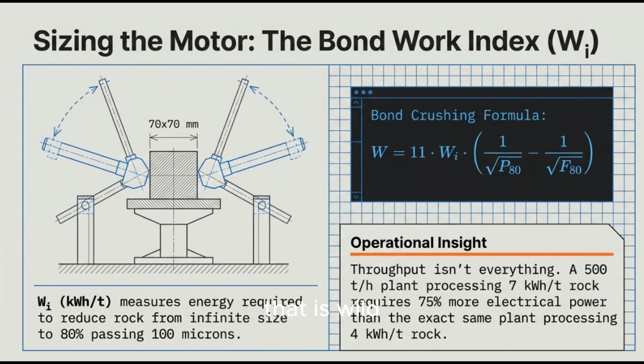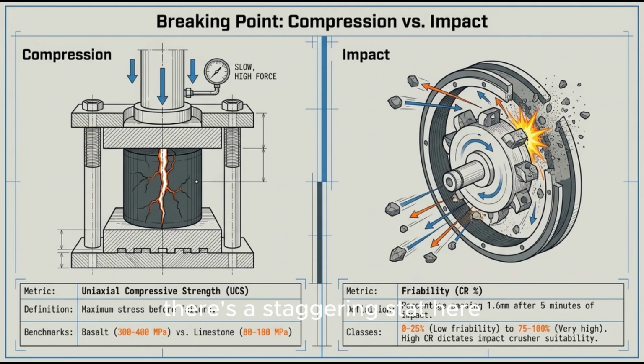That is wild. Okay, so moving to the next slide, we tackle wear and maintenance. There's a staggering stat here. A manganese jaw plate crushing limestone survives 15 times longer than one crushing granite. Yeah, the wear difference is just extreme. But wait, isn't harder rock always more abrasive? How does that work? Well, what's fascinating here is a phenomenon we see on the field diagnostics slide called the Basalt Paradox. Okay, I'm listening.